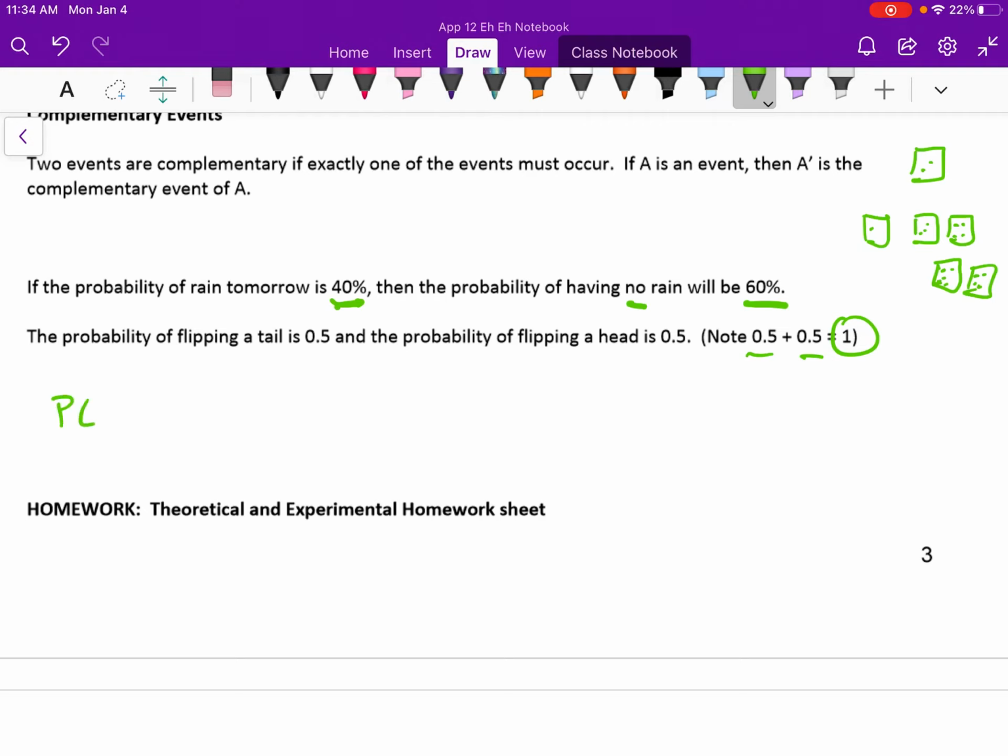So I'm just going to say the probability of me wearing a red shirt is 25%. What is the complement of that? Well, the complement of wearing a red shirt is not wearing a red shirt. So the probability of not red is going to have to be 75%.